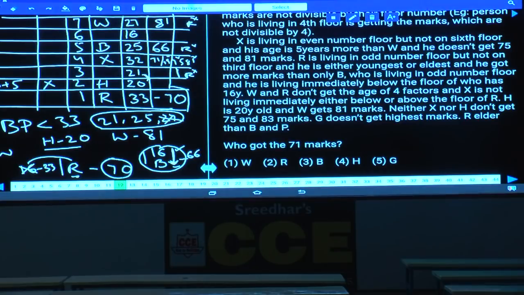Our condition is that marks and floor numbers should not be divisible. Here, common factors should not be adjacent to each other. 20 and 25 have the same common factor, hence these two cannot be adjacent to each other. Done with this?